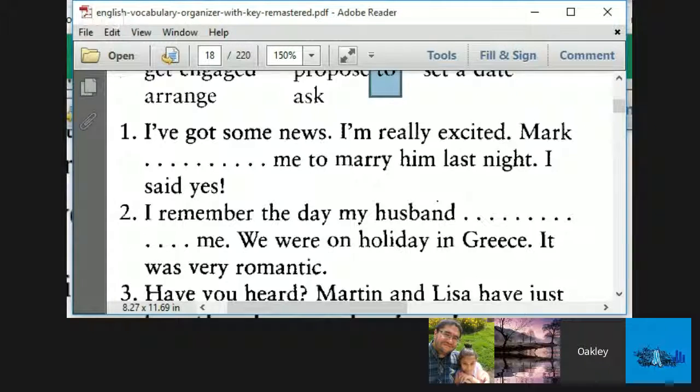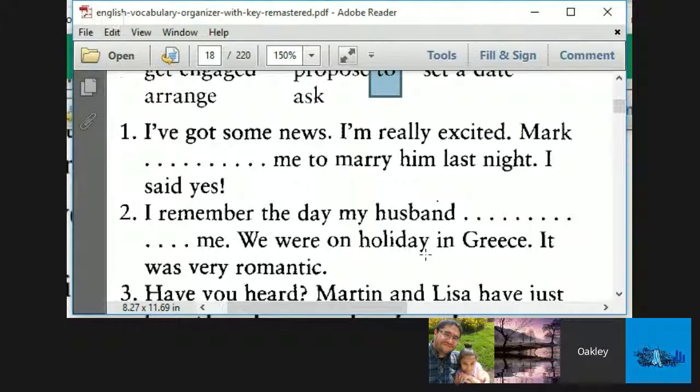Question, Sam. Part of the culture in Western culture is that when you propose, you get down on your knee and you give the woman a ring, usually a diamond ring. Does this happen in your culture as well?